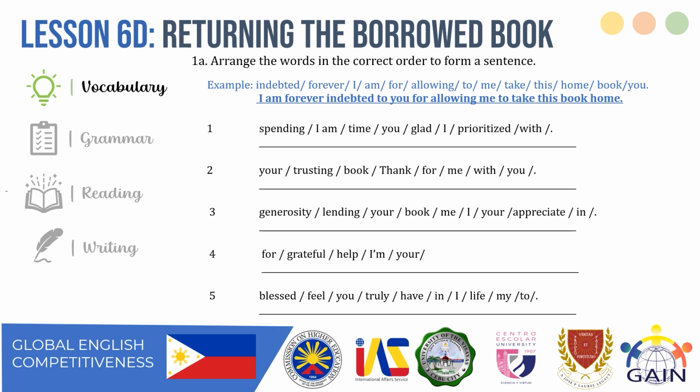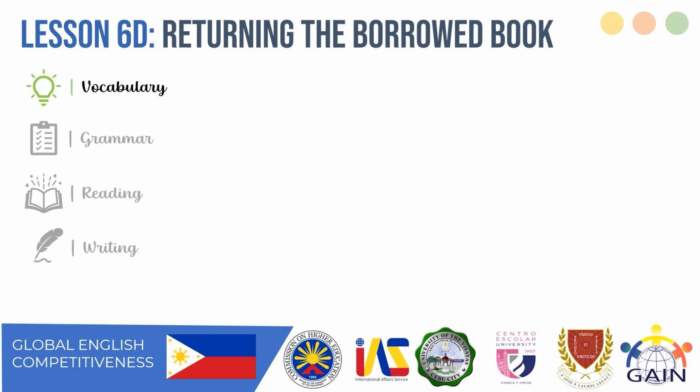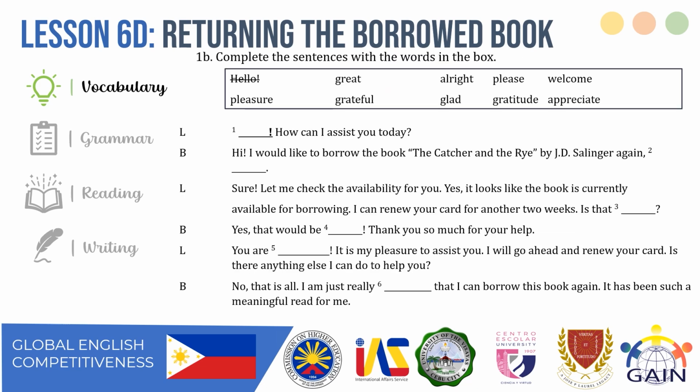Here are the correct answers. Now let's proceed with another vocabulary activity. The direction is for you to complete the sentences with the words in the box. Take note that L stands for librarian and B stands for borrower. The first item has been done for you. Now pause the video and answer items number 1 to 6.